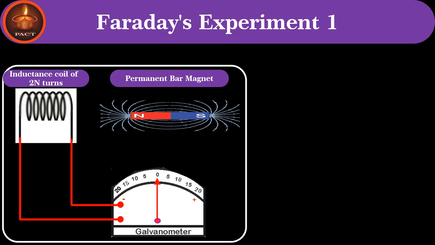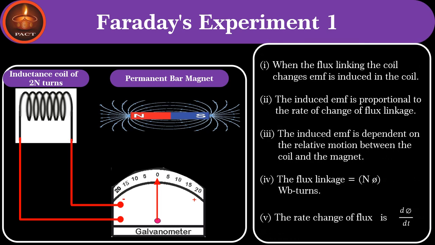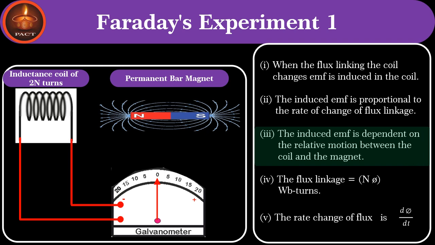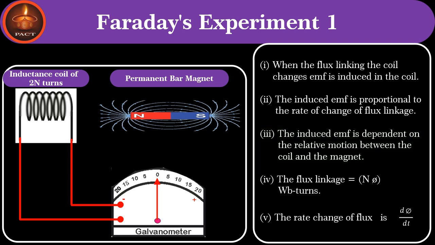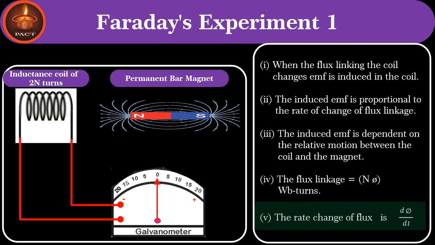Friends, by analyzing the results, Michael Faraday concluded as follows. One, when the flux linking the coil changes, EMF is induced in the coil. Two, the induced EMF is proportional to the rate of change of flux linkage. Three, the induced EMF also is dependent on the relative motion between the coil and the magnet. The flux linkage is equal to N into phi Weber turns and the rate of change of flux is equal to d phi by dt.